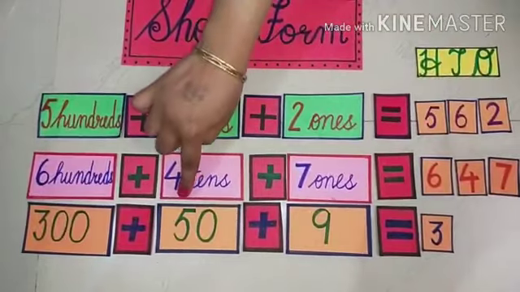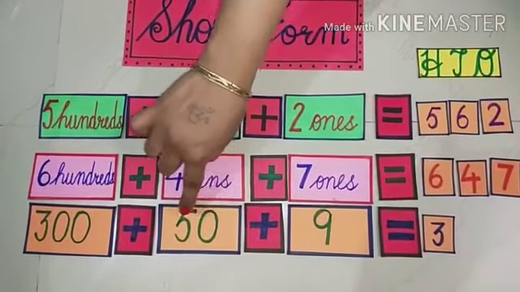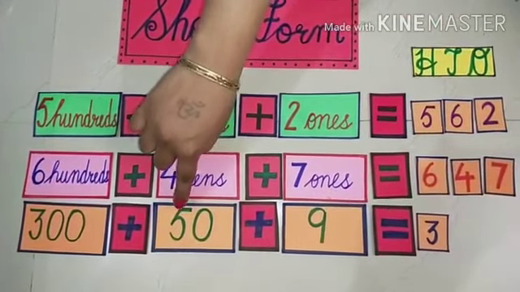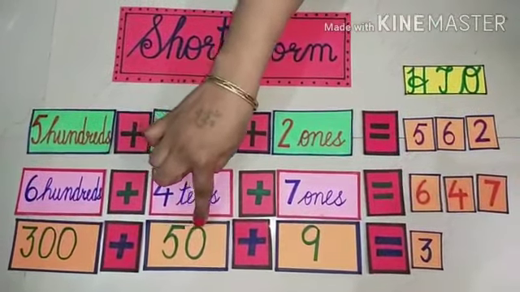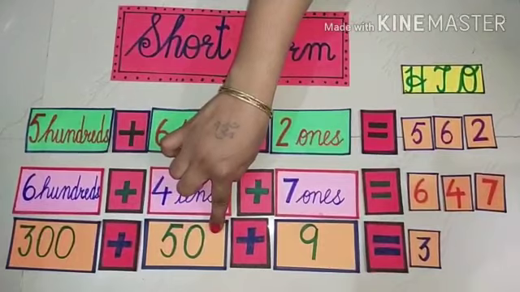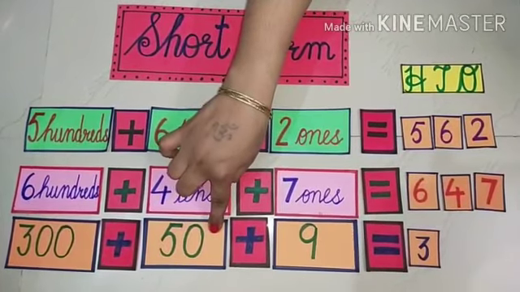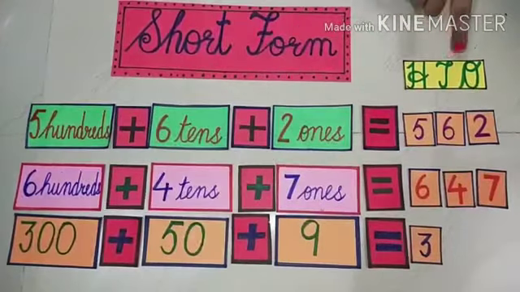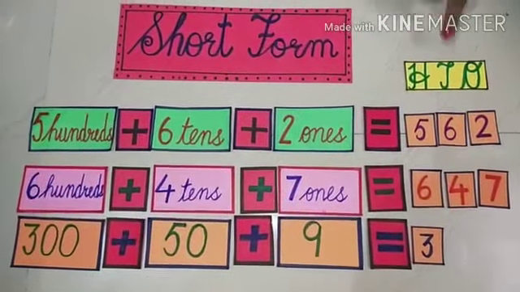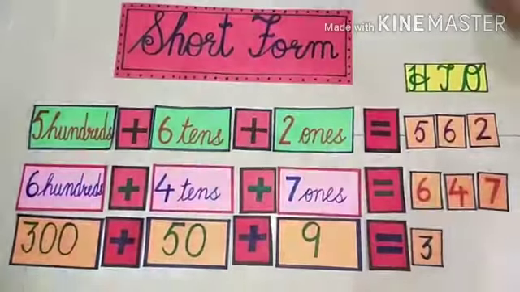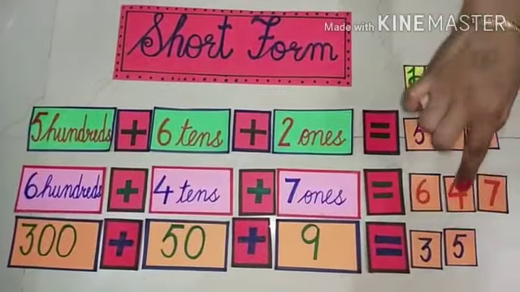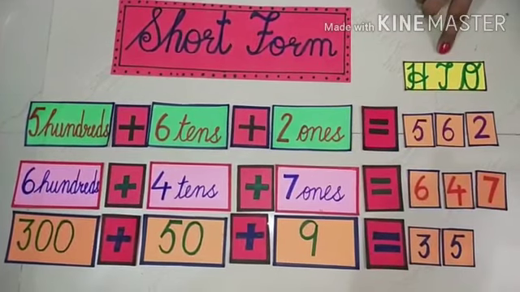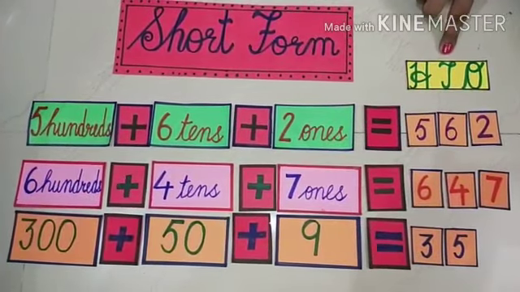Now the next, 50. What do we call it? 50 means 5 tens. And T stands for tens. So we will write number 5 under the heading of T, as T stands for tens.